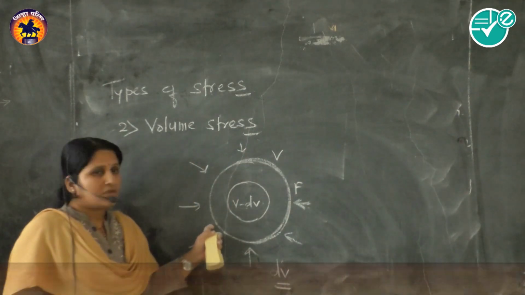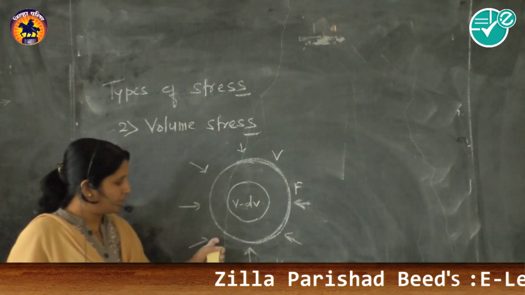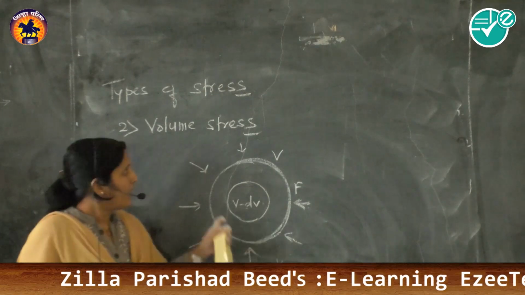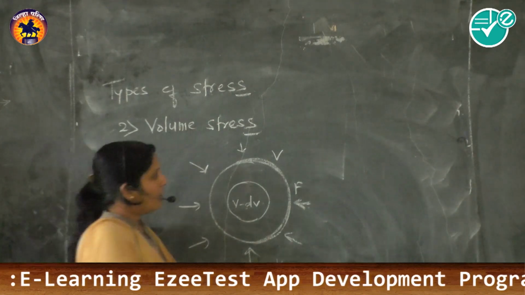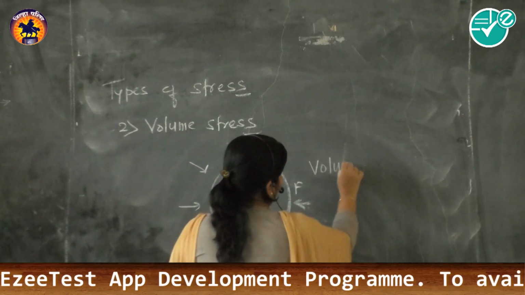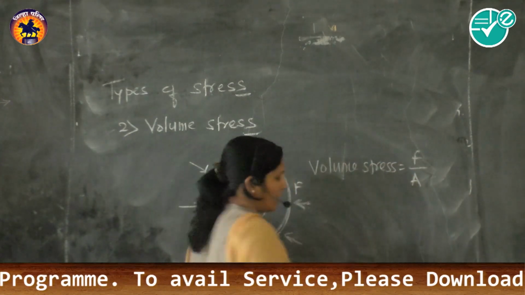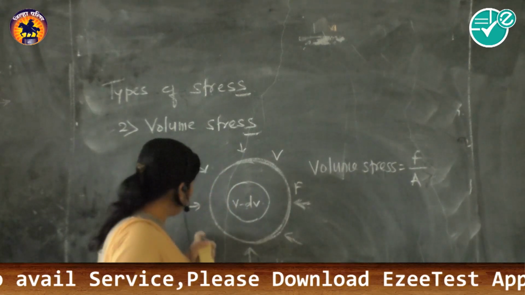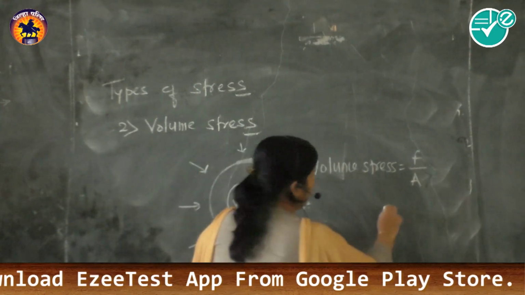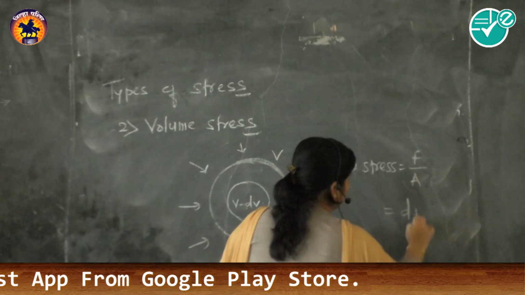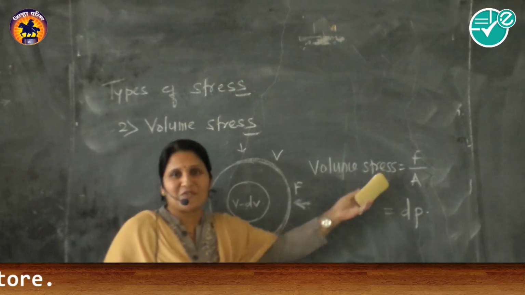Now actually when we apply force from all sides to this rubber bladder, there is a decrease in volume, and this decrease in volume is dV. In this case, the stress is called volume stress. Volume stress can be written as, again, force upon area. Here we are applying force, and we have to take the area. And we know that force upon area is dP, that is pressure, and this is volume stress.